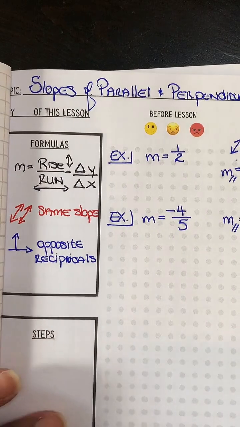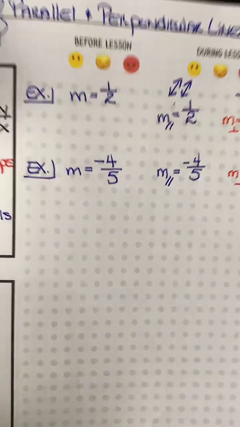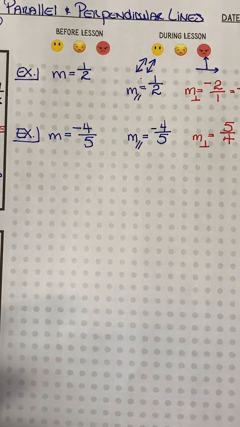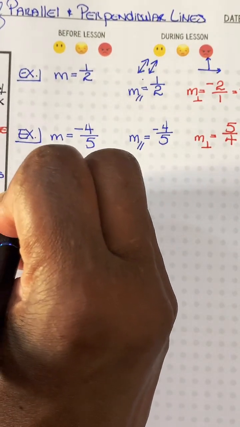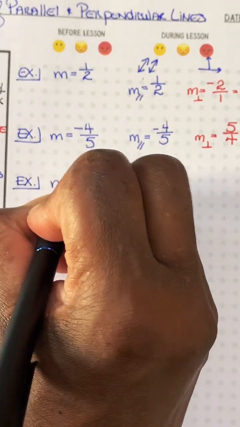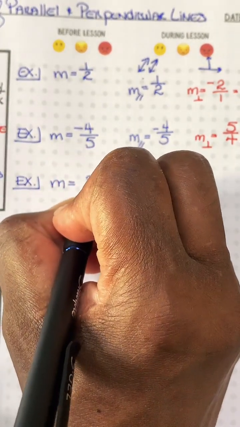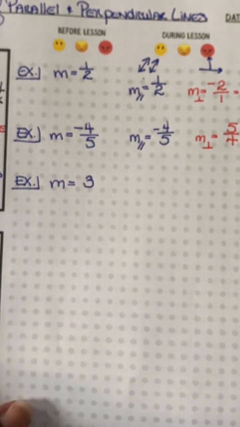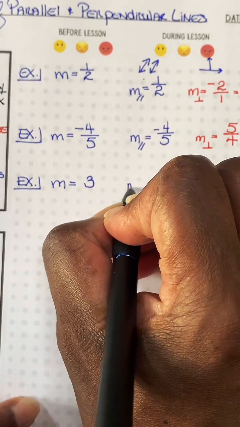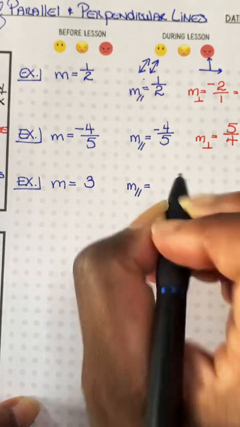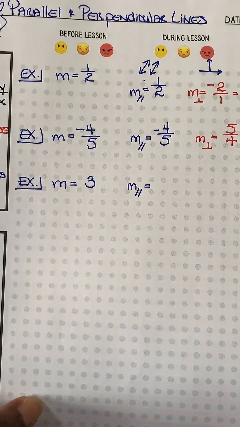Now, we're just going to do one more, and then we're going to start doing a little bit of application. Let's say we have 3 as my slope. You guys are going to put into the chat. What will be my slope of a parallel line if my original slope is a 3? Put it in the chat.